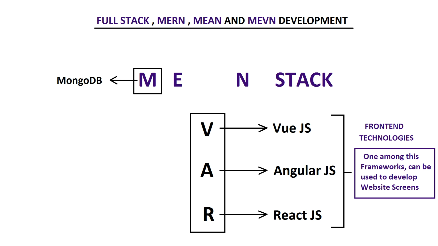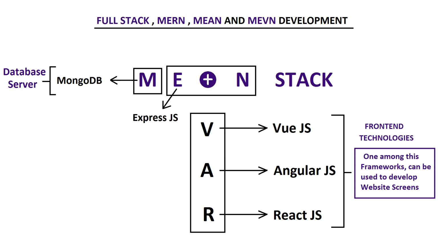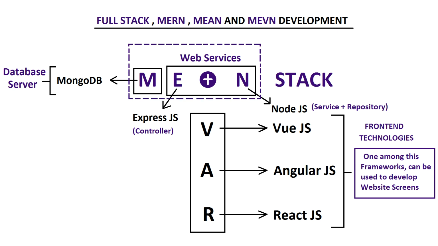M stands for MongoDB. It is a database server. E and N, Express.js and Node.js, are used to develop web services. Controller code is written with Express.js. Using Node.js, service and repository code are written. Using M, E, N, backend technologies are developed. In this way, full-stack development is achieved with MEVN stack, MEAN stack, and MERN stack. That's it.